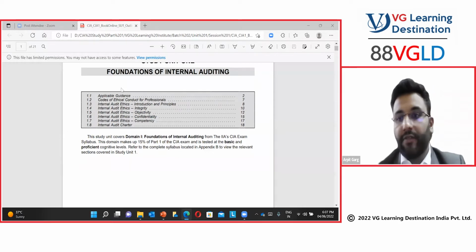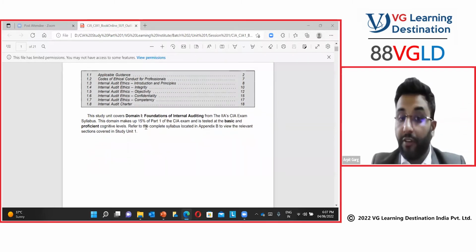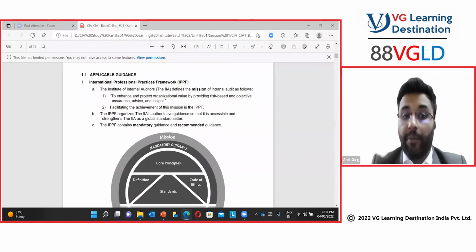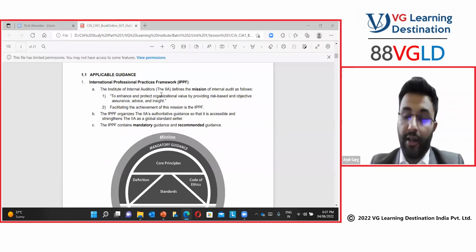All right, so as I said, foundation of internal auditing, folks: the 8 subunits that we talked about in our opening slides are what we are going to cover. We have talked about the 15% of the CIA Part 1 examination weightage, split into basic and proficient. That we have also already covered. Now let's start with the first thing, which is applicable guidance, under which we are talking about the IPPF. The first thing we are going to talk about is the mission of internal audit. So what is the mission of internal audit, folks? The mission of internal audit, and sometimes in the examination there could be a direct question on this.